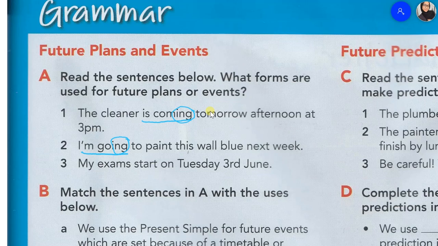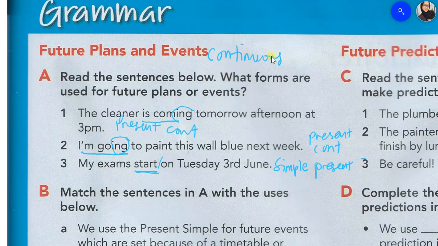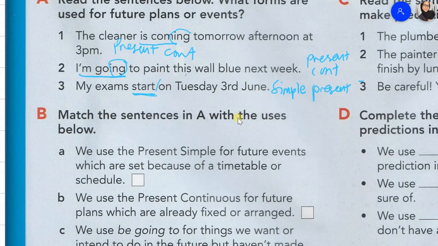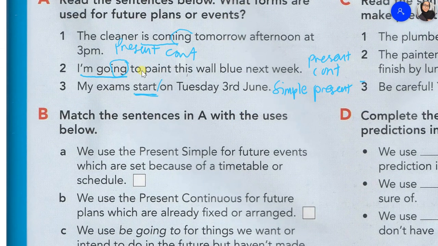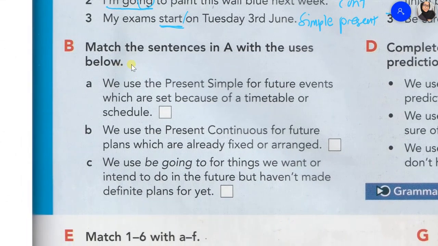What about the third one? My exams start on Tuesday. My exam start. This is the verb without s. So this is the simple present. Okay, let's write down our answer here. Okay, now the first and second sentence are in present continuous and the third sentence is in simple present. Okay, now let's look at B.